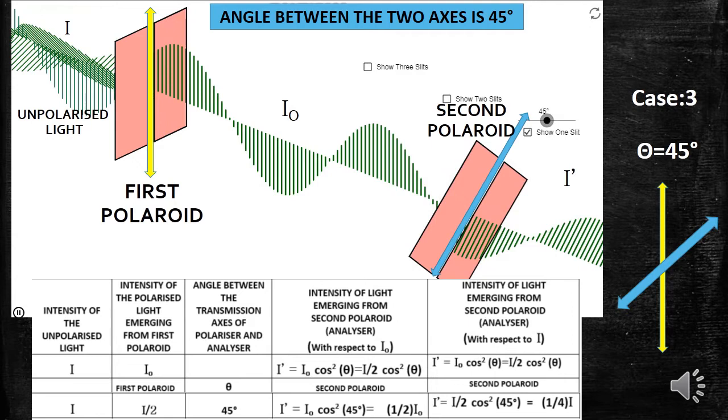Calculate the value of cos square 45. Finally you will get 1 by 4 I. 1 by 4 I is equal to I dash. I dash is equal to 1 by 4 I means the intensity of the light which emerges out from the second Polaroid is 1/4 of the intensity of the unpolarized light.